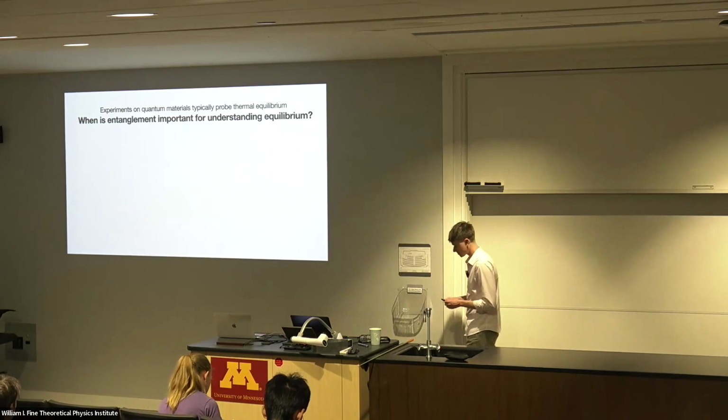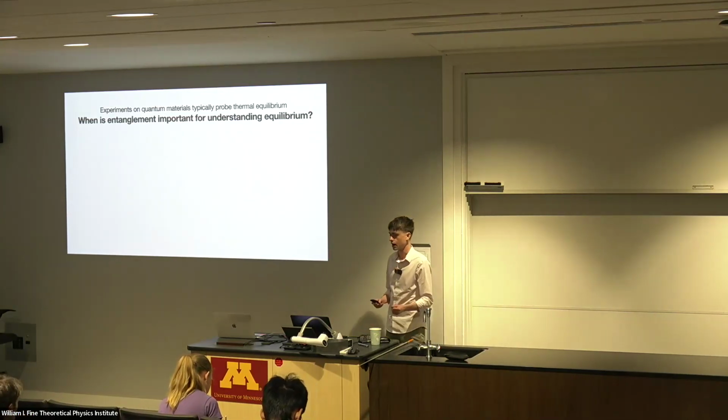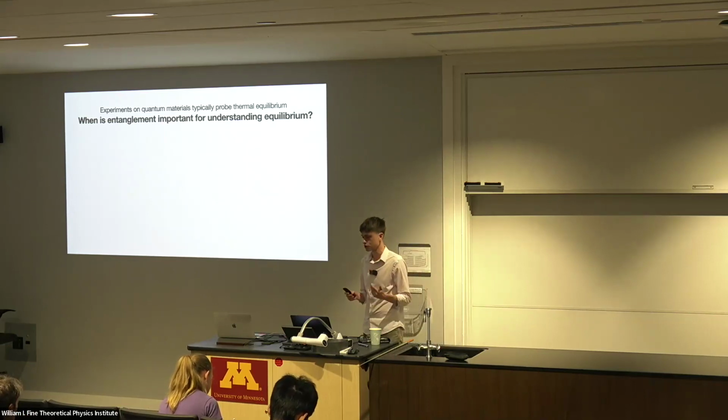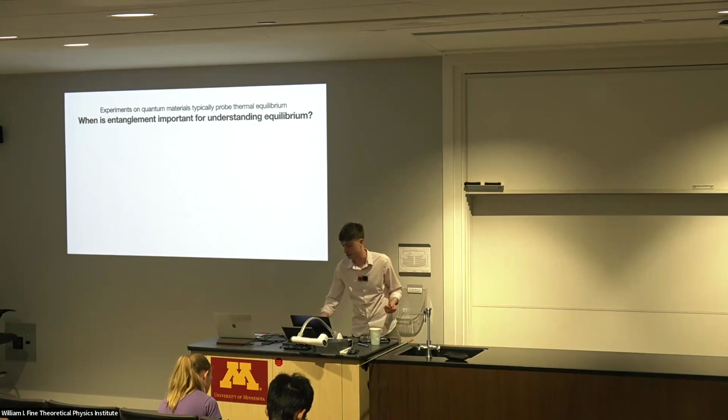Okay, so the first point is that when we're thinking about an experiment on a quantum material, we're typically thinking about a system in thermal equilibrium. So the question I want to ask is when it is that entanglement is a necessary part of our description of a thermal equilibrium state of a many-body system.